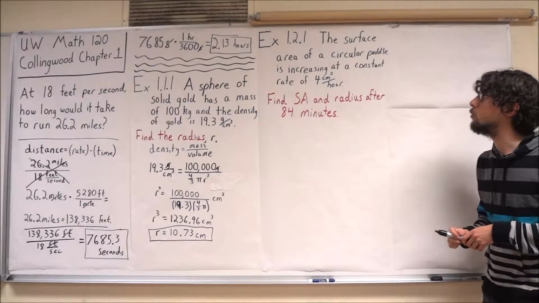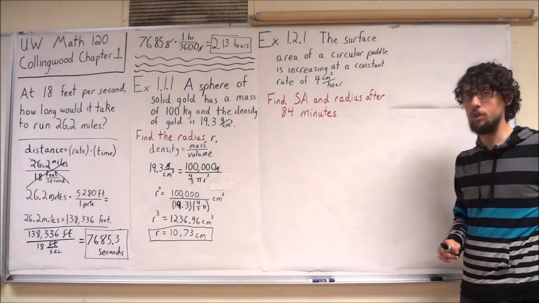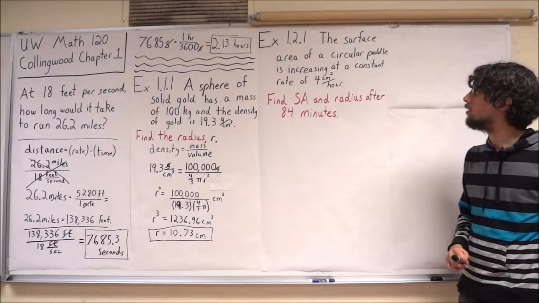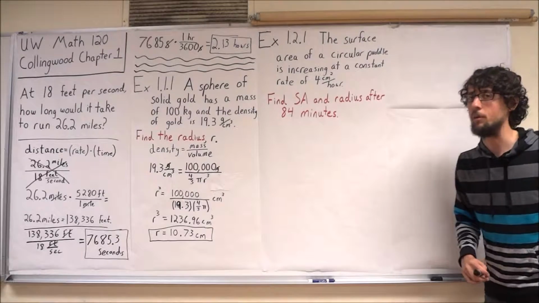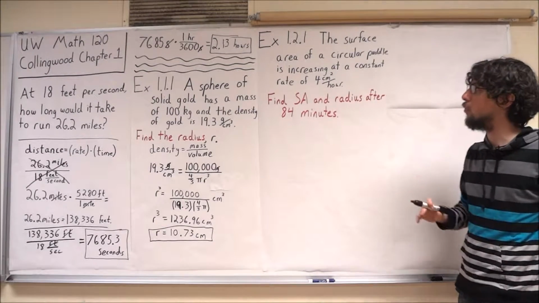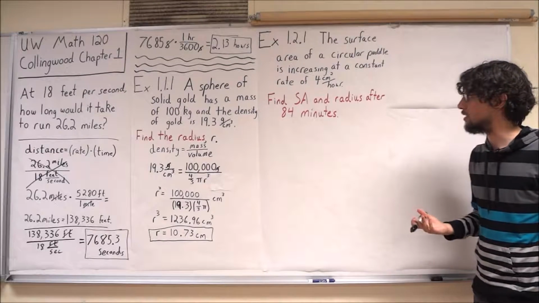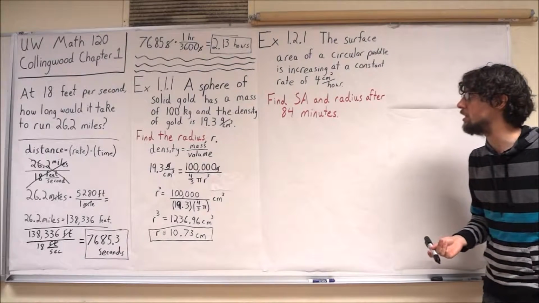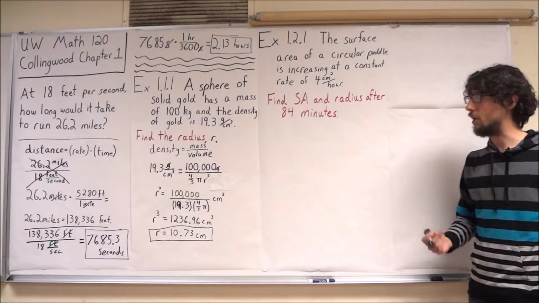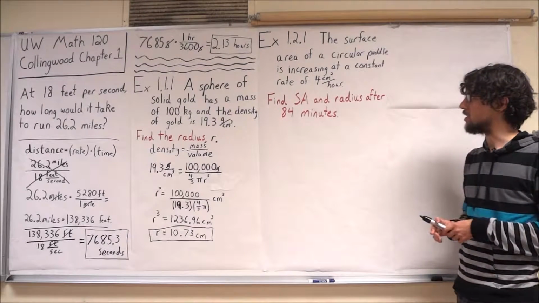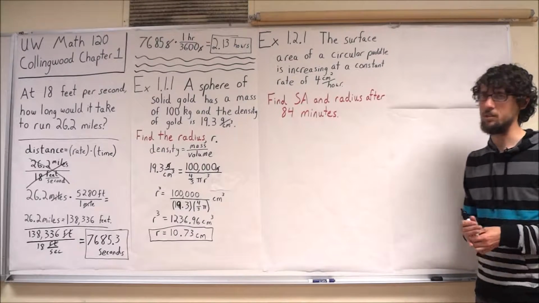Example 1.2.1 has us looking at a circular puddle that is growing, and the surface area of the puddle is growing at a rate of 4 centimeters squared per hour. We're asked to make sense of the surface area and the radius of the puddle after 84 minutes. So I want to point out a couple of things before we dive into the actual analysis here.